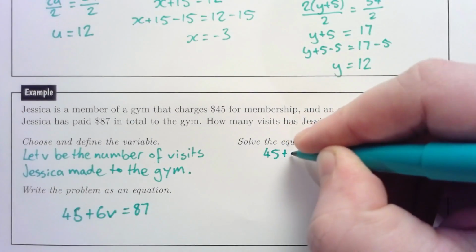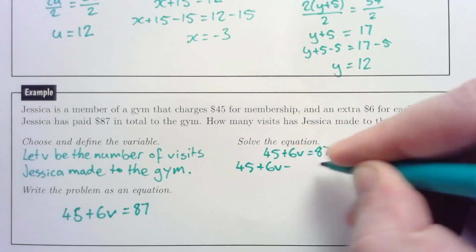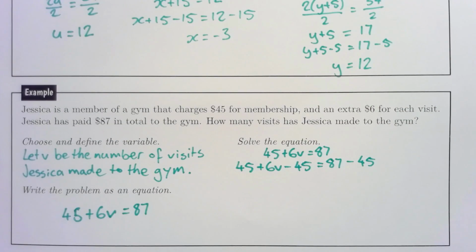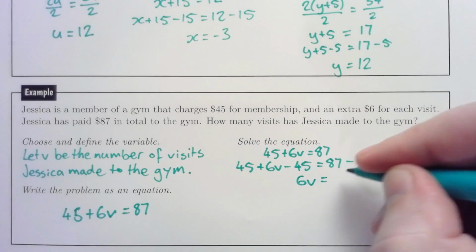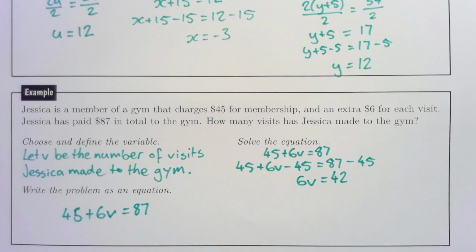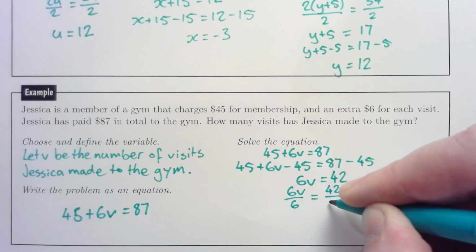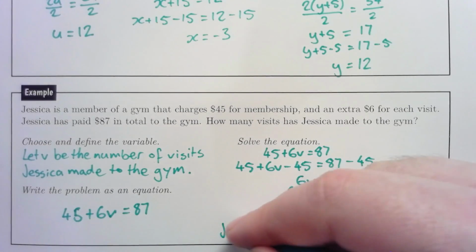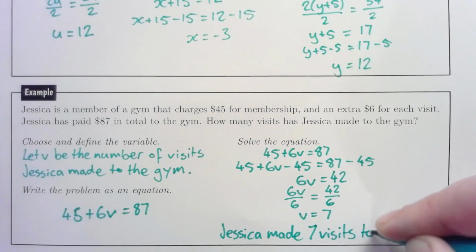The last thing that's been done to our variable v has been adding the value 45. So this is the first thing we need to undo. The inverse of adding 45 is subtracting 45. So we find that 6v, which represents the cost of the 6 visits without the membership fee, is $42. To find the cost of a single visit, we need to divide by 6, which gives us the solution, v equals 7.